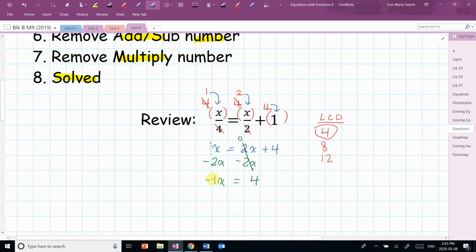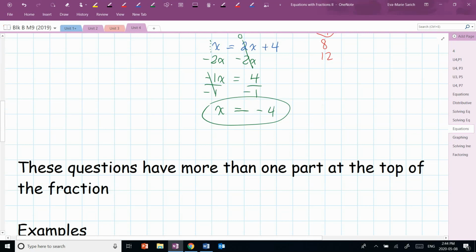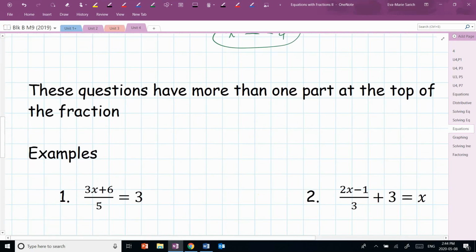Now we need to solve for x. We can't have negative 1x, we need positive 1x. So the way to get this to be positive is to just divide the negative away, which means we have to divide this side by a negative, and negative 1 divided by negative 1 gives us 1x, or positive x, and 4 divided by negative 1 gives us negative 4. We solved it.